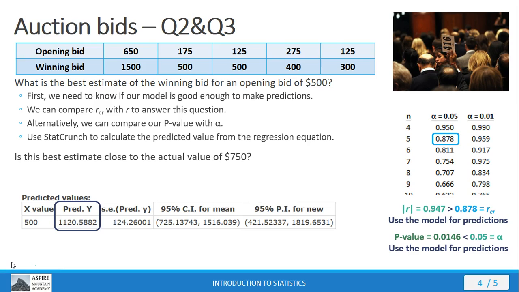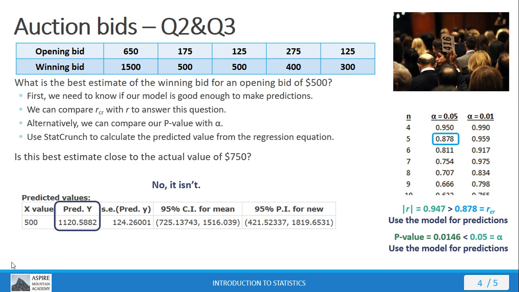Is this best estimate close to the actual value of $750? Well, look at the prediction. The prediction is for $1,120. So are we close to 750? I hope you just said no. We're not close to 750. In fact, we're nowhere in the neighborhood. So it seems like this model has its limitations.